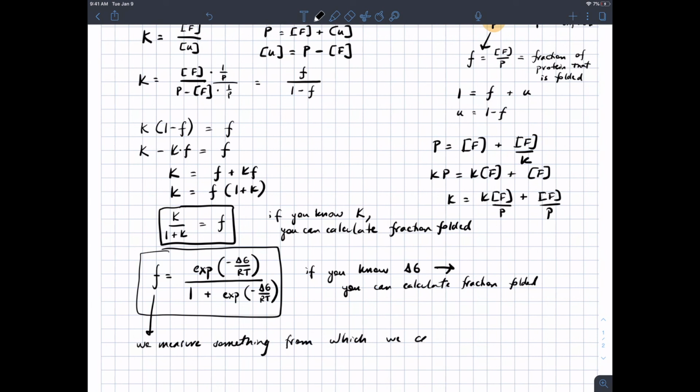So we measure something from which we can calculate fraction folded, and based on that, we can determine what delta G is.